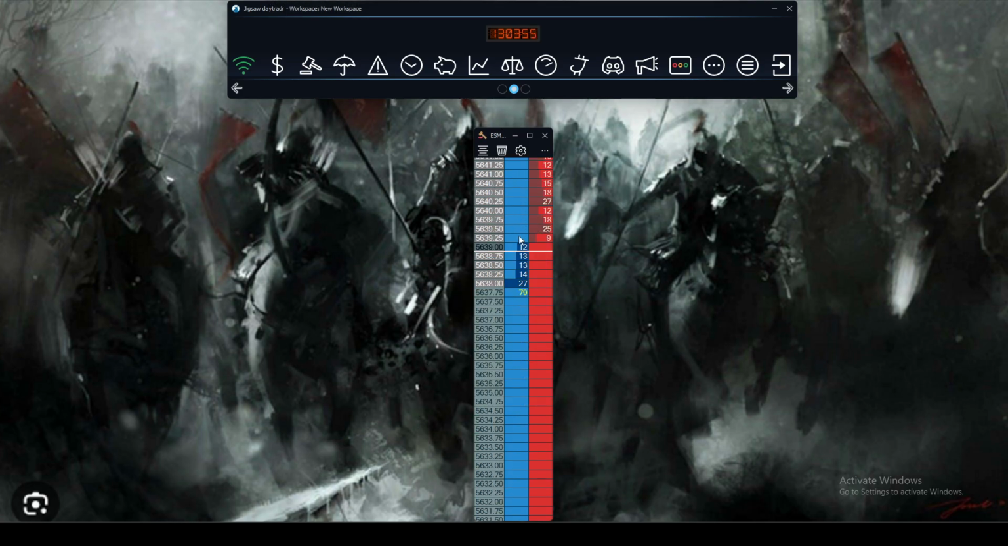Blue are the limit buys waiting to get filled when price drops to their current level, and same goes for the offers on the left, on the red, where we can see limit sells waiting to get filled when price goes up. So here people are waiting to sell, here people are waiting to buy.